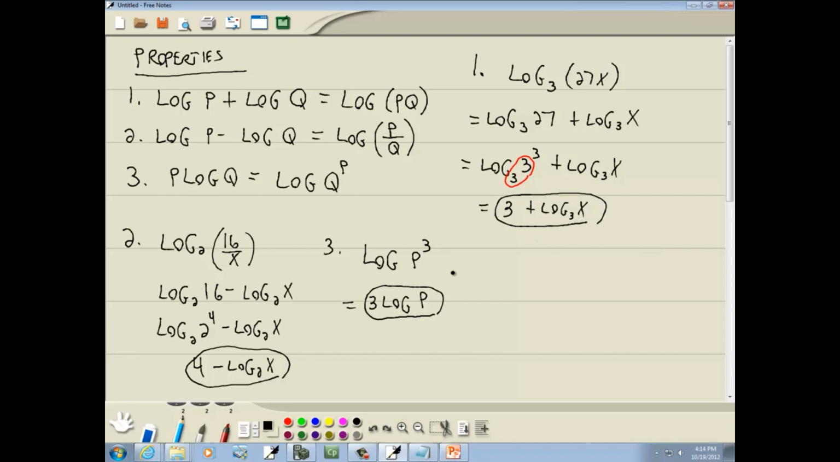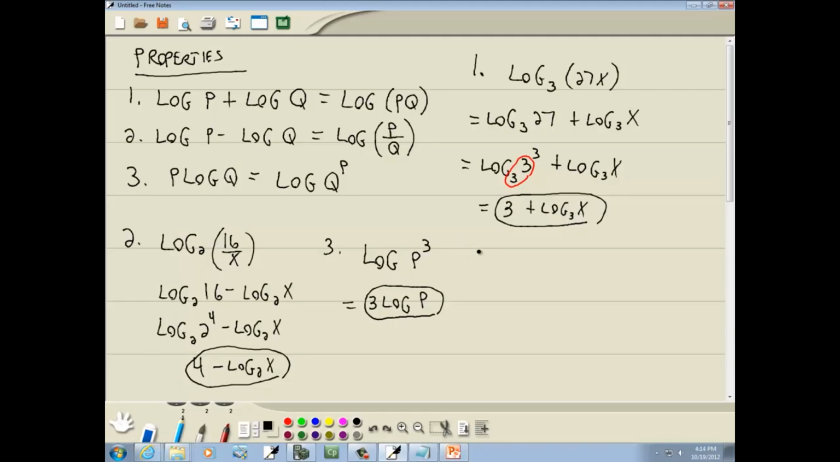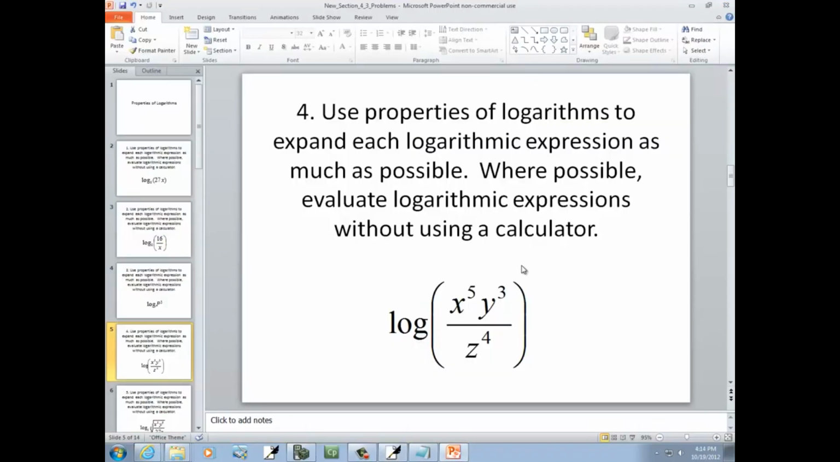Where to use this? Well, this is kind of a calculus concept. If you go on to Business Calc or Calc 1, you'll find it's very beneficial in some cases to split these up into separate logs. So it's really just a technique to solve other problems, in case you're wondering.